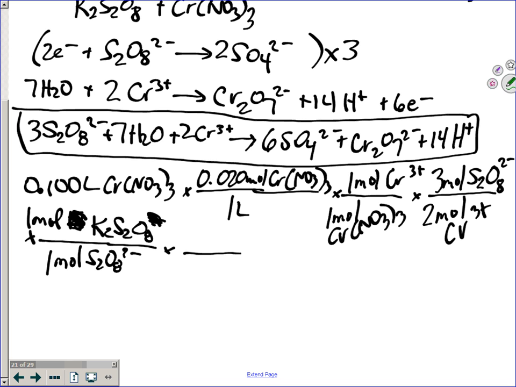Now where do I want to go? To grams. I got you. Molar mass. 270.1 grams per 1 mole of potassium peroxydisulfate. All right. Before you start plugging, we're going to start mentally calculating. I like to try. Where do you guys want to go first?